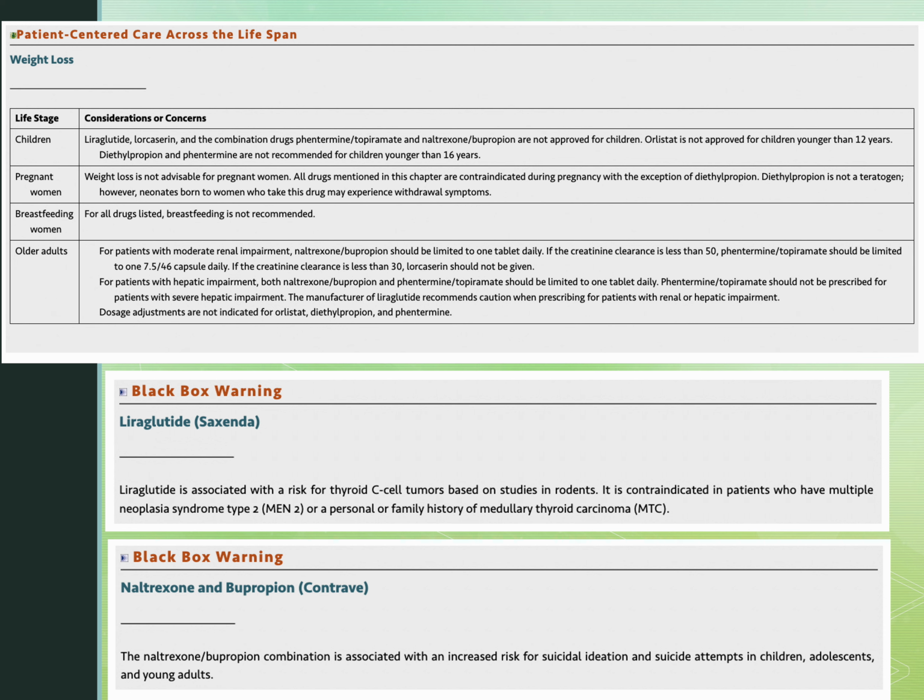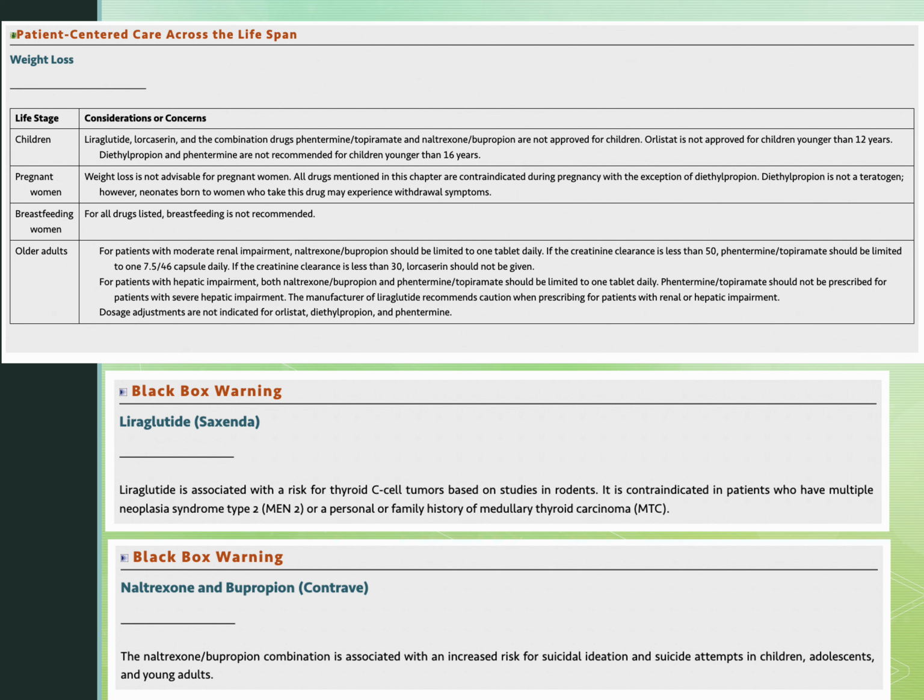Now, for older adults, it gets tricky because many times as you get older, you have more comorbidities. So if they already have renal impairment, I probably wouldn't consider most of these drugs. For patients with moderate renal impairment, the combination drug should be limited to only 1 tablet, and you're going to watch their creatinine clearance. You also want to think about any patient with hepatic impairment, that these combination drugs are also limited to 1 tablet. And I wouldn't prescribe the combination of phentermine and topiramate together for anyone with severe hepatic impairment.